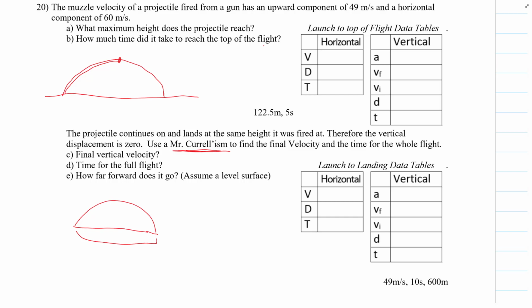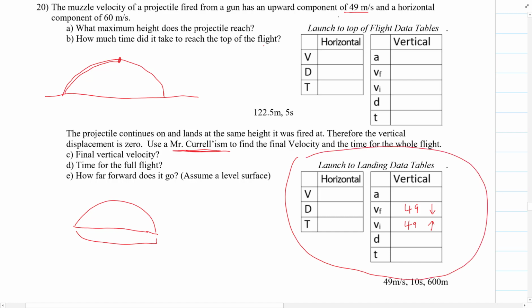So it launched upward with 49, and it landed downward at 49. Notice I'm doing the tables here from launch to landing, and this one is launch to the top of the flight, because it's a different part of the question that it's asking for. The change in velocity here is not 0, but 98. Anyhow, I'll let you do number 20. That's 19 and 20.